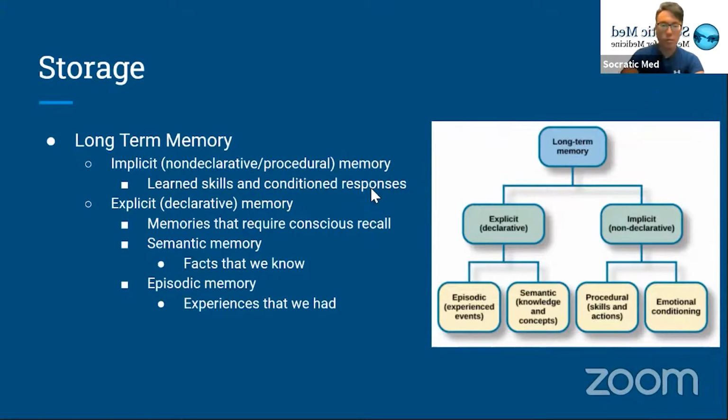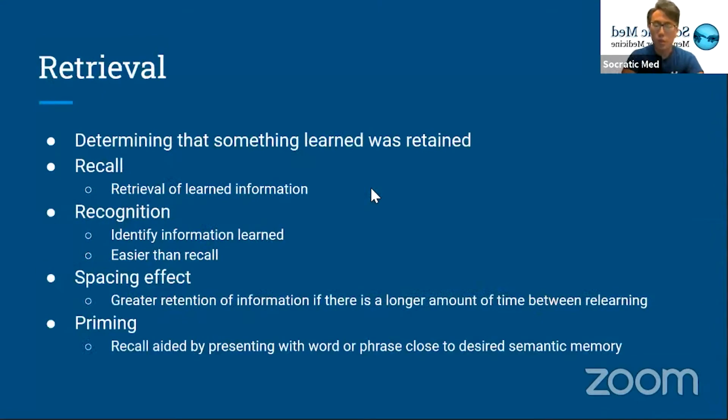All right, so next. Once you place the information into long-term and short-term memory, you want to retrieve it at some point. To determine if you actually learned something, you have to retrieve it. If you're able to retrieve it from your long-term or short-term memory, then you know you've turned it into a short-term or long-term memory. So you'll be able to retrieve the information whenever you need to.